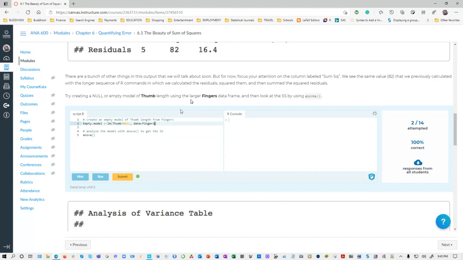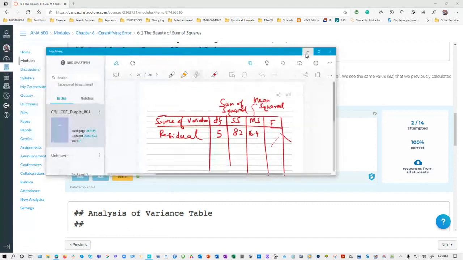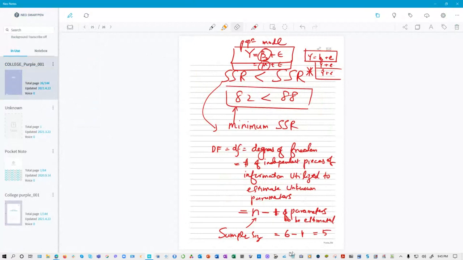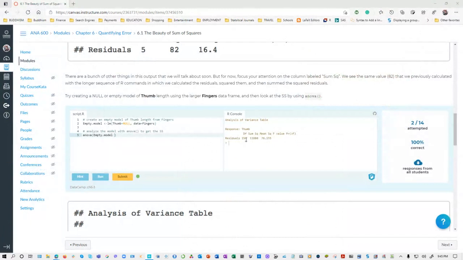Now we do it for the full data set. Fingers, and run ANOVA for this and see what's going to happen for the whole data set. 156, we have a data set. How many data? 157 minus 1. That 1 is to estimate the population parameter, which is mu or beta naught. So this time we have 157 minus 1.